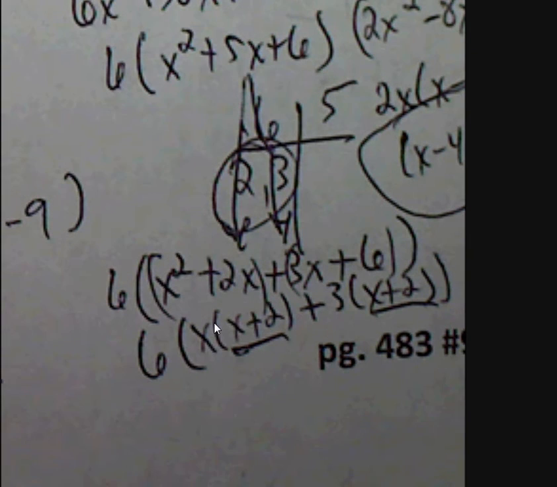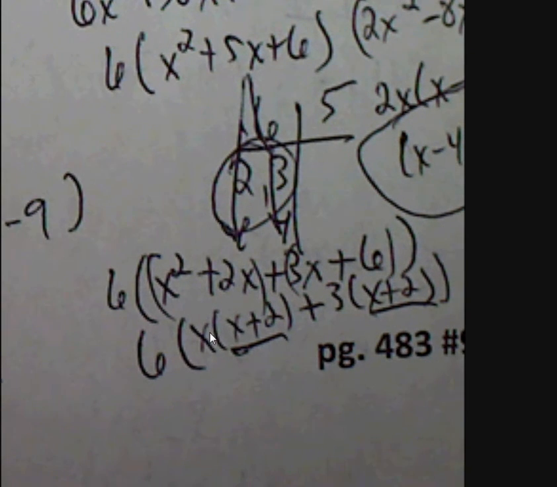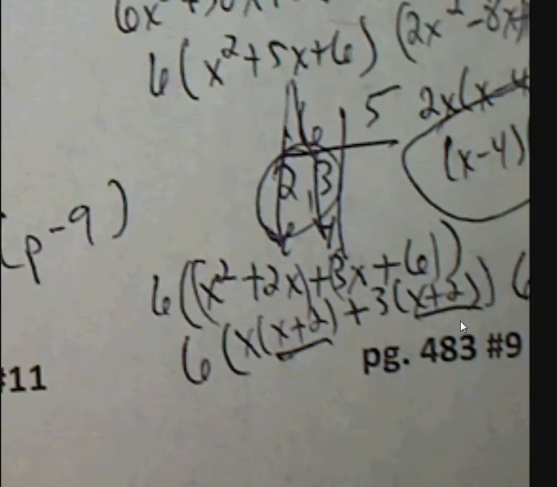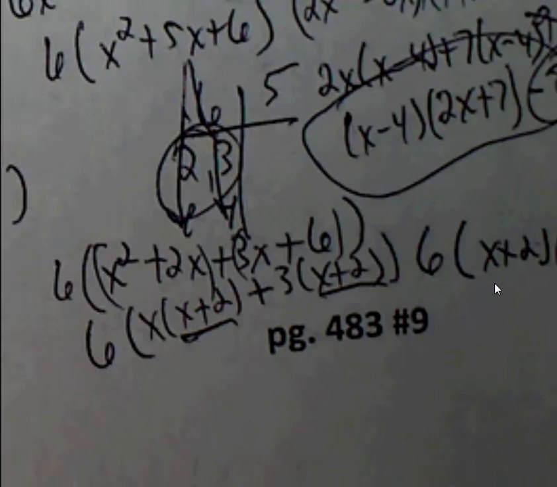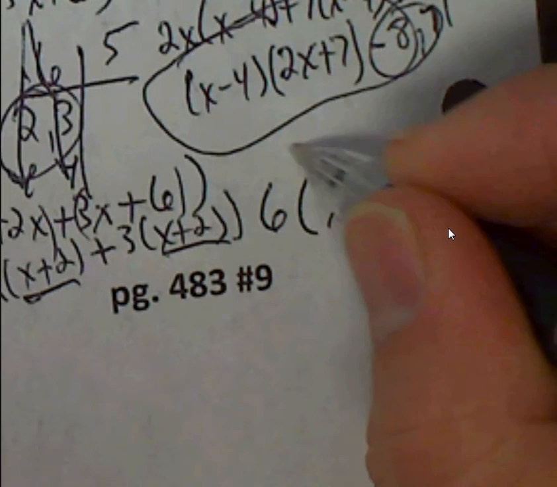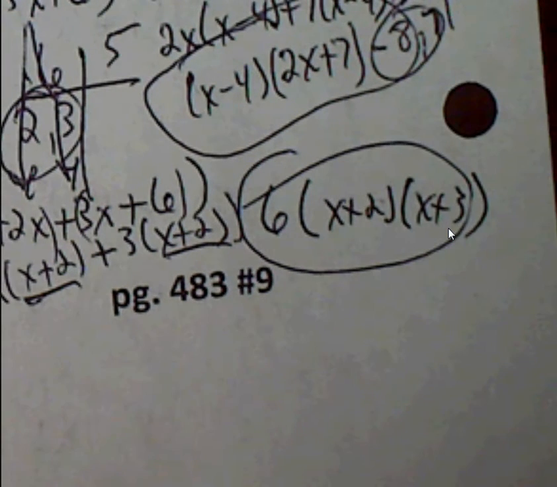I can actually take an x out, that would be x plus 2, and I can divide by 3, so that would be x plus 2. So now I have x plus 2, which means I can go ahead and take that out. I'm left with x plus 3, so we actually finish with this.